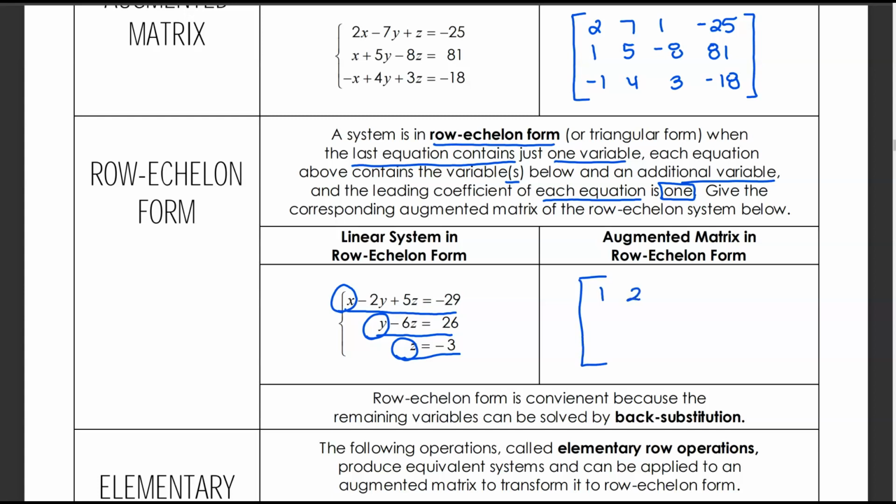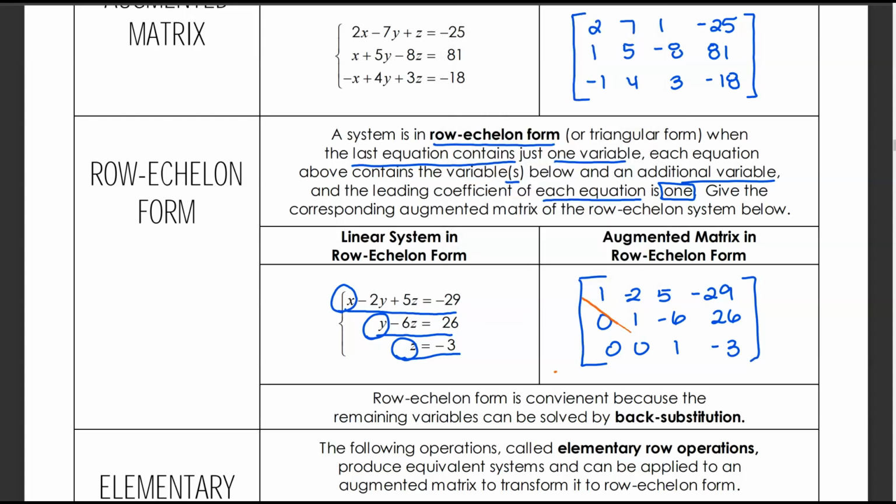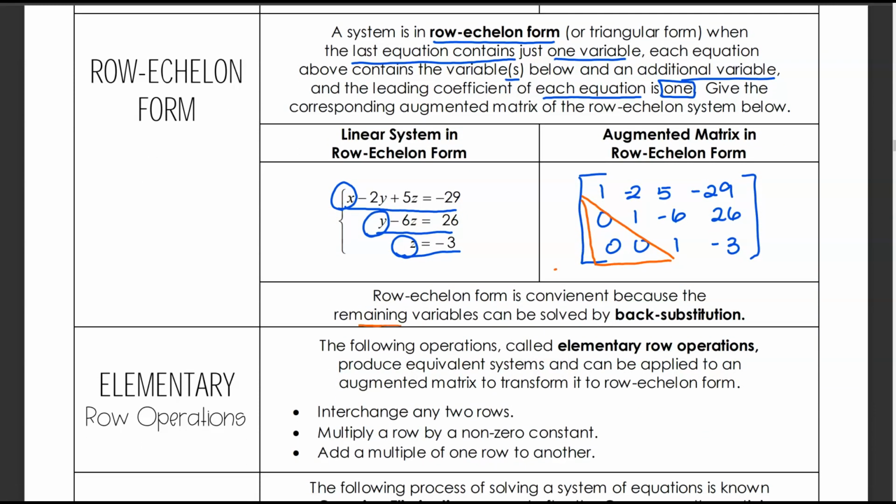It's going to be 1, 2, negative 2, sorry, 5, negative 29, 0, 1, negative 6, and 26, 0, 0, 1, and negative 3. Now, one of the reasons they call this triangular form is if you look here, notice how we start creating a triangle of zeros here. And that's where the triangular form comes in, is that we're really trying to create a lower triangle of zeros. So row echelon form is convenient because the remaining variables can be solved by back substitution.